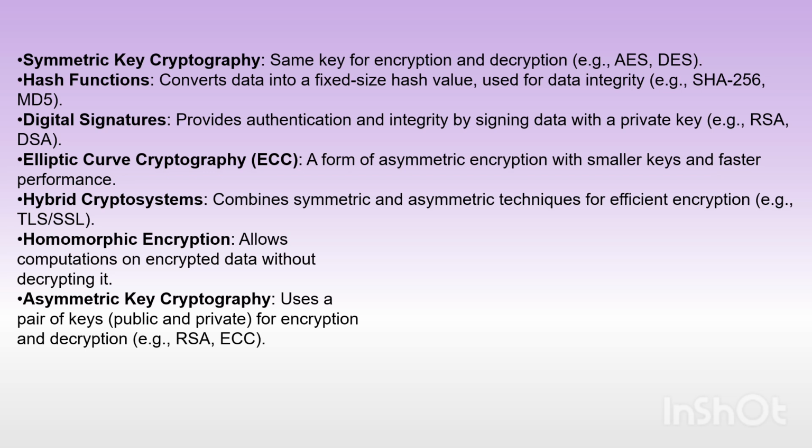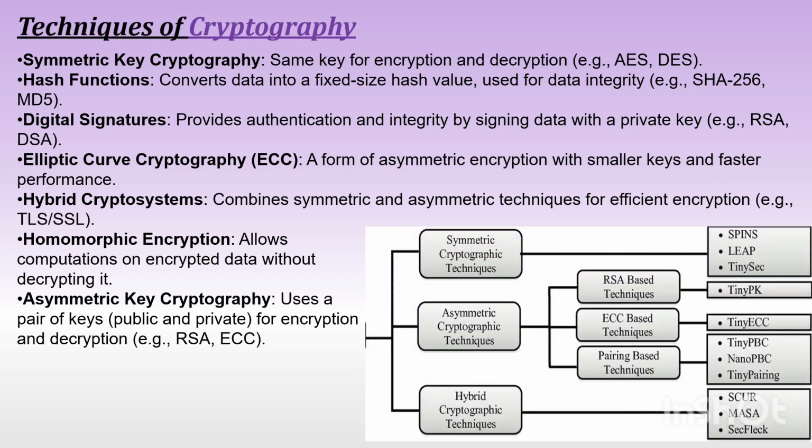The examples of hash functions are SHA-256 and MD5. Digital signature. As we have already discussed, RSA and DSA are some examples of digital signatures. It provides authentication and integrity by signing with a private key. ECC, elliptic curve cryptography. It is a form of asymmetric encryption, but it is done with smaller keys and faster performance.